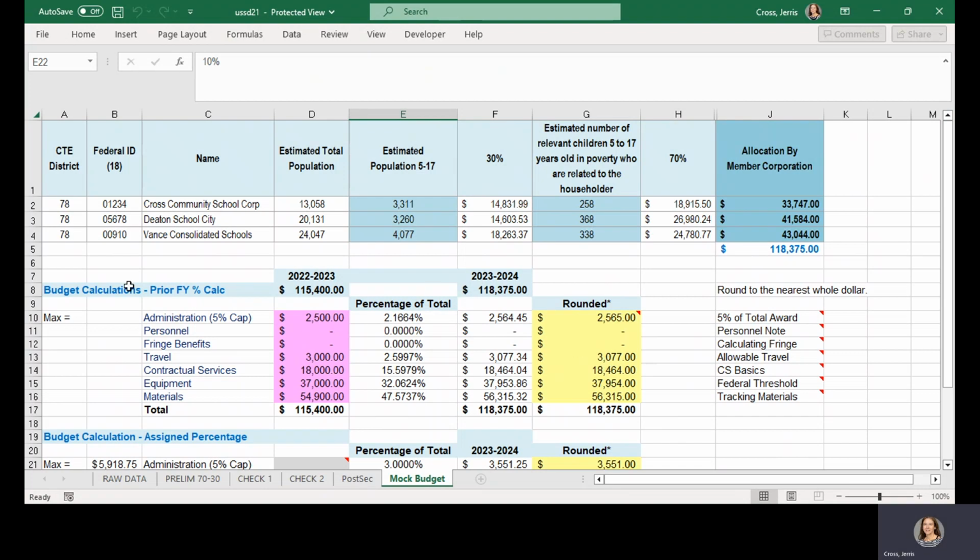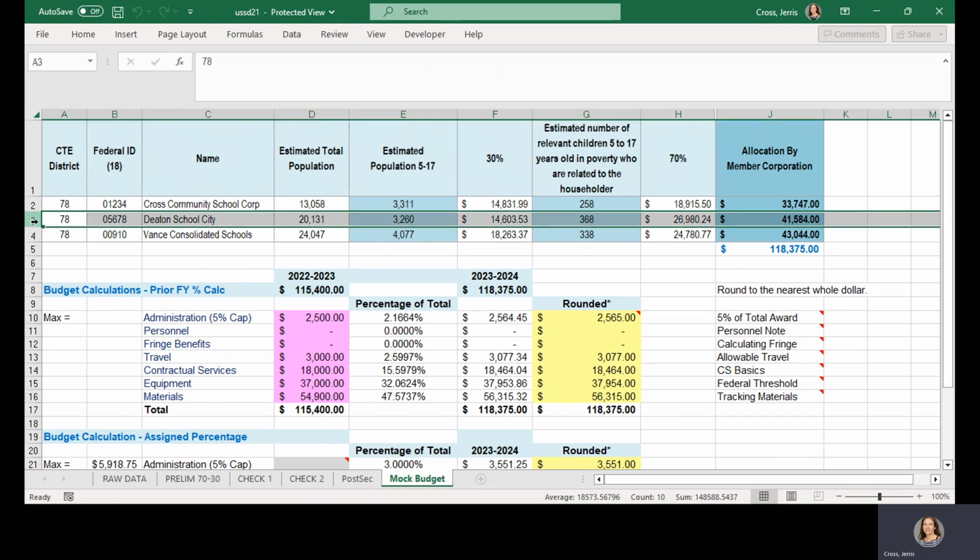So what happens if a school corporation decides to separate and form its own CT district, if they're above the federal threshold of $15,000 to be eligible? And again, that's also part of Section 131 if you look at the full text I sent. Let's say that Deaton School City decides they want to break away to form their own school corporation, CT district. So they're going to become a separate one. They're going to be number 53 or something.